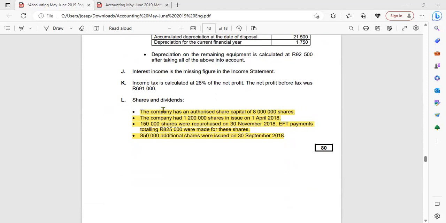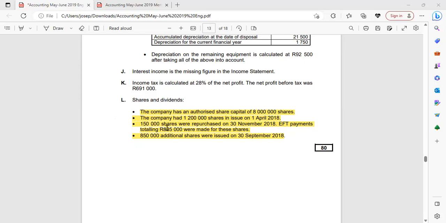Okay, shares and dividends. The company has an authorized share capital of 8 million shares. The company had 1,200,000 shares in issue on 1 April 2018. So at the beginning of the year, we had 1,200,000 shares in issue. I hope you see that this is not difficult as you read the information here. Okay, 150,000 shares were purchased on 13 November 2018. EFT payments totaling 825,000 were made for these shares.